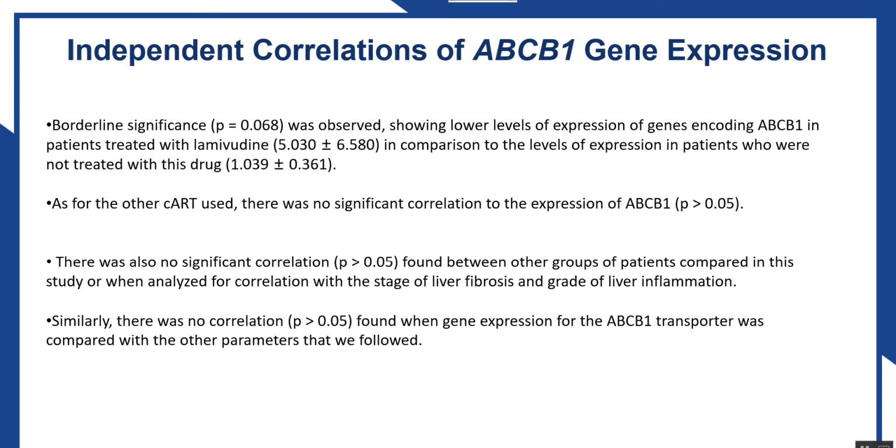There was also no significant correlation found between other groups of patients compared in this study, or when analyzed for correlation with the stage of liver fibrosis and grade of liver inflammation. Similarly, there was no correlation found when gene expression for the ABCB1 transporter was compared with the other parameters that we followed.